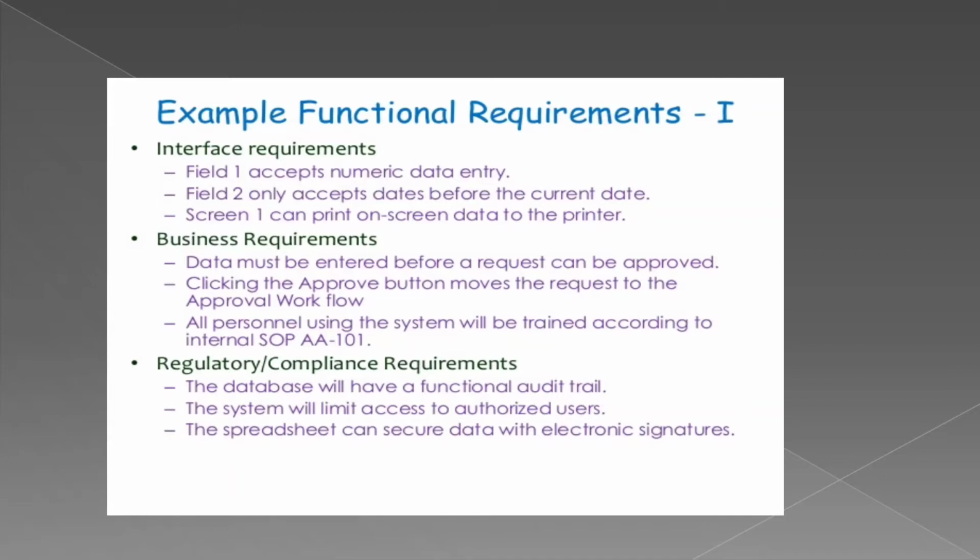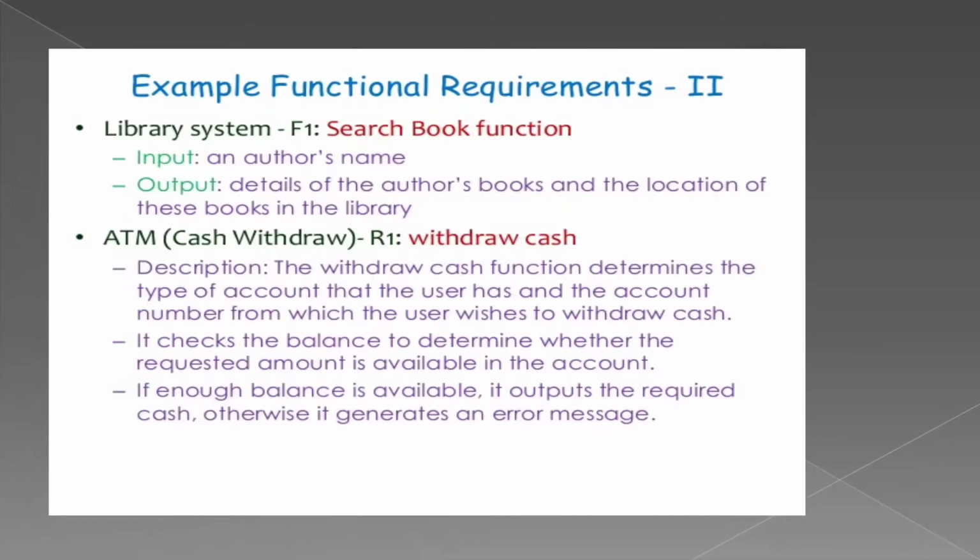And here are some examples regarding functional requirements. One is interface requirements, business requirements, regulatory compliance requirements. And in the second case, there is the library system and the ATM cash withdrawal. In that library system, we have ready-made software with a search book function, as in your library also there is one software to find out whether the book is there or not.